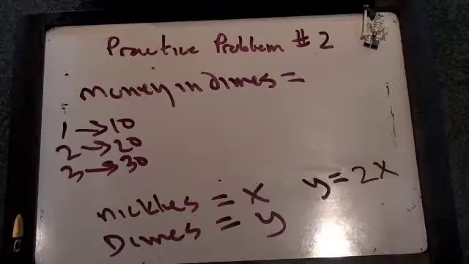What does 4 go to? 40. How did you figure that out? You add a 0. Okay, what does that mean? What's the same thing as adding a 0? It's times 10. You're times 10.